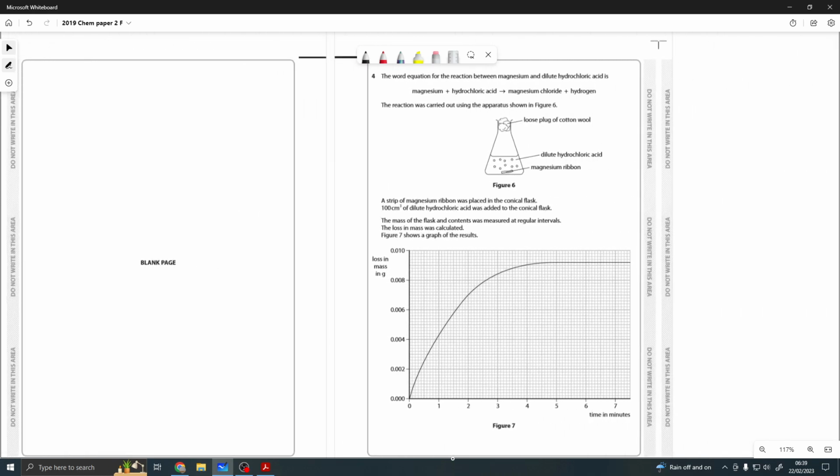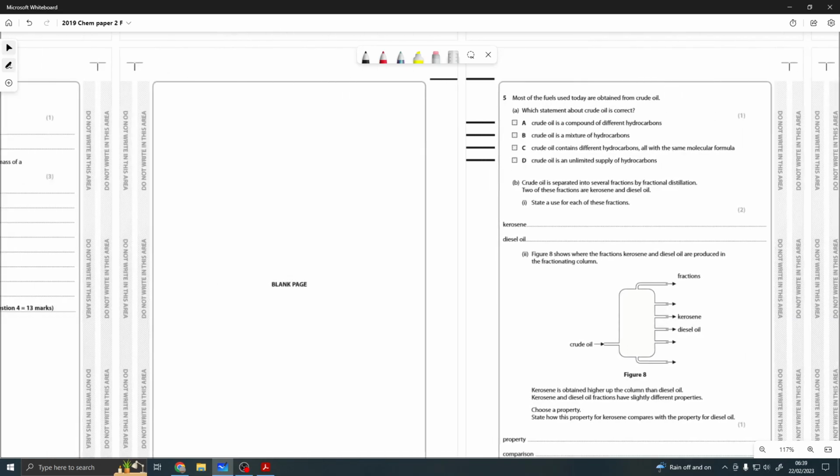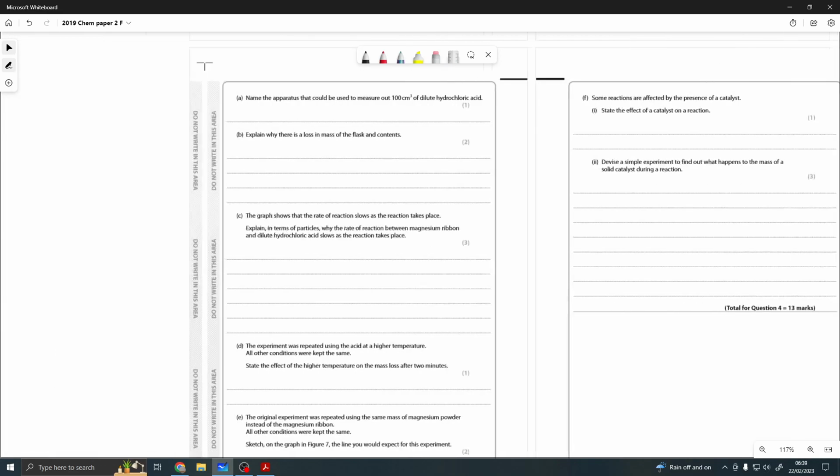Next, oh look, a graph. Wow. Now this doesn't actually give us anything to do yet. There's no questions on here, as we can see. But look, it's a rates of reaction experiment. Magnesium reacting with dilute hydrochloric acid. And you've got a loss in mass on the y-axis there, and time in minutes. So you've got the loss in mass plotted against time. I have to come back to that in a minute because it's going to ask me to draw on the graph. I just know it.